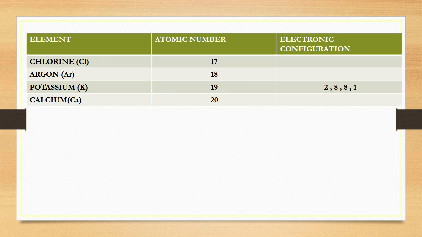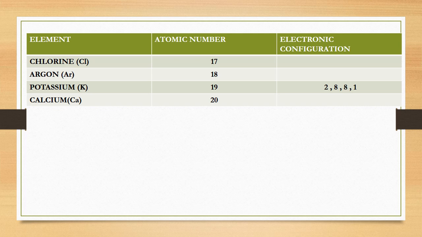Coming to the last slide, it has elements like chlorine, argon, potassium, and calcium. Please try to write the electronic configuration for chlorine, argon, and you can see that I have written the electronic configuration for potassium. It is 2, 8, 8, 1. If you add all this, you get the value as 19.